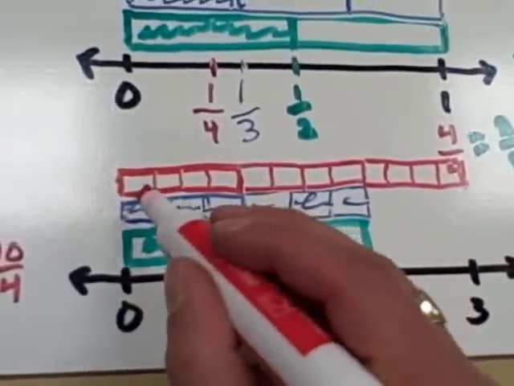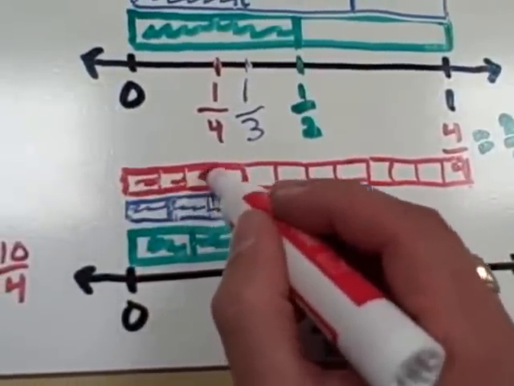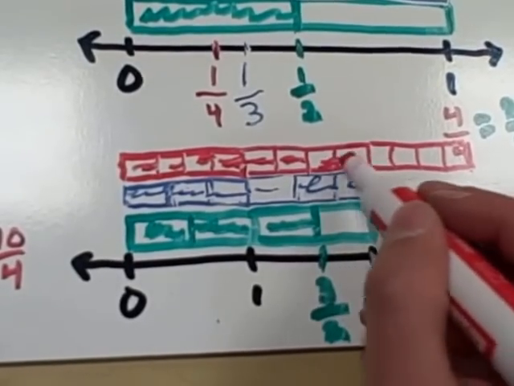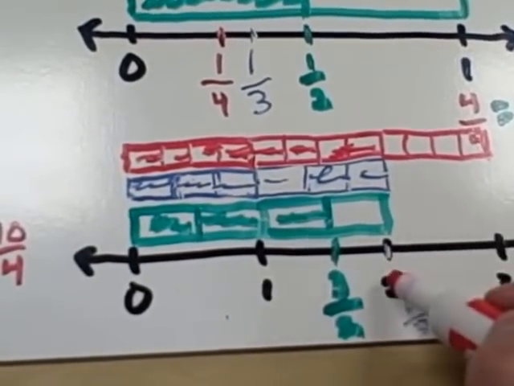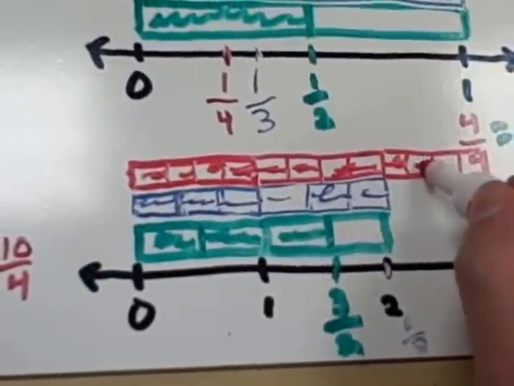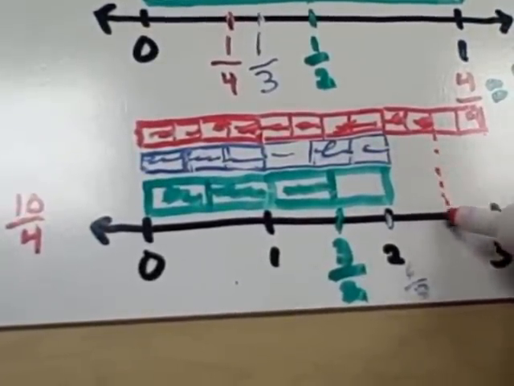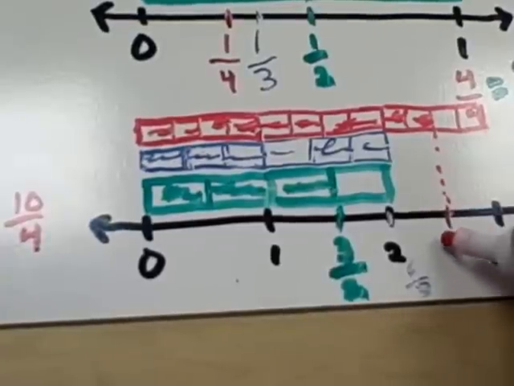All right, let's count them. 1/4, 2, 3, 4/4 or a whole. 5, 6, 7, 8/4 or 2 wholes. 9/4, 10/4 would be right about there.